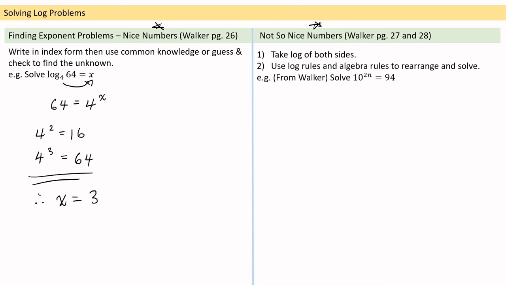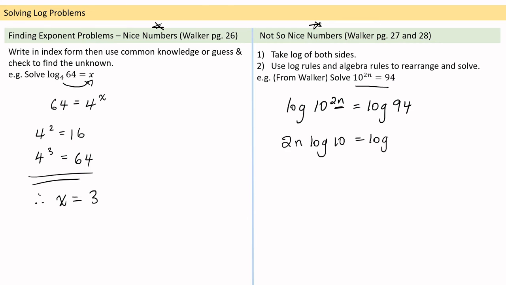For not so nice numbers, we need to take the log of both sides and then use log rules and algebra rules to rearrange and solve. So I'm going to use this example from Walker. Solve 10 to the power of 2n equaling 94. To take the log of both sides, we go log 10^2n equals log 94. Remember, log rules here: the 2n can now go to the front of the log to become 2n log 10 equals log 94.